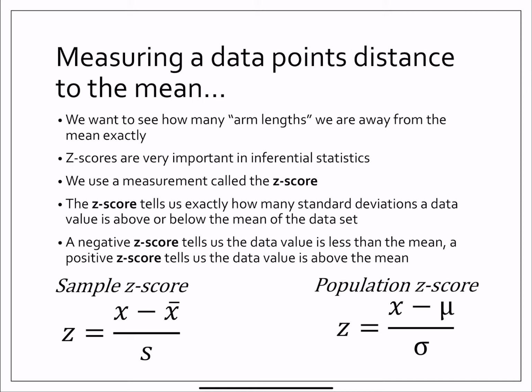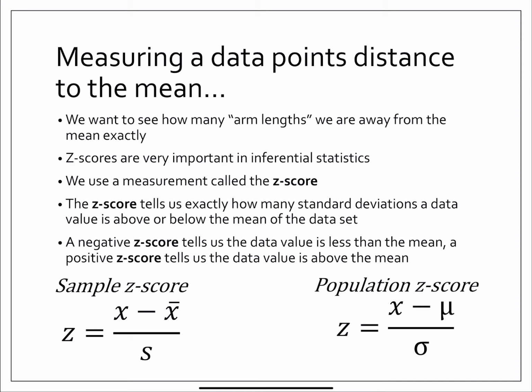We were kind of getting exact with the number of standard deviations away. We were like 1 standard deviation, 2 standard deviations away. But we want to know exactly how many standard deviations we are away from the mean. So like 1.5 standard deviations, 1.37 standard deviations away, precisely how far away. And the way we do that, we use what we call z-scores.